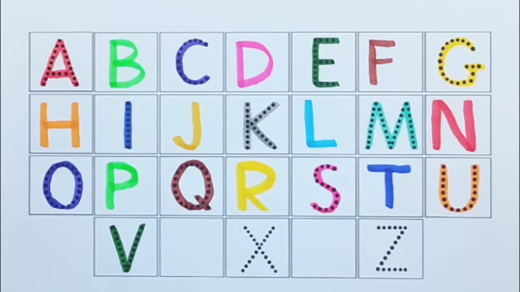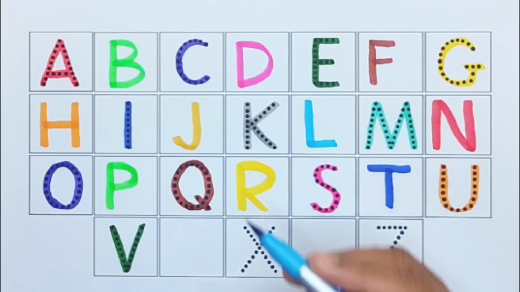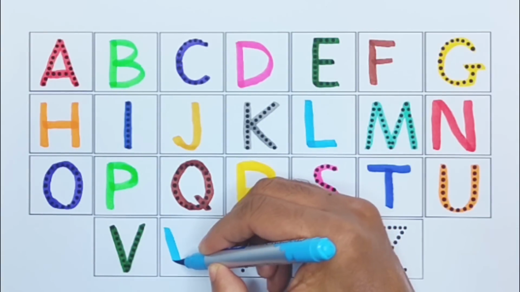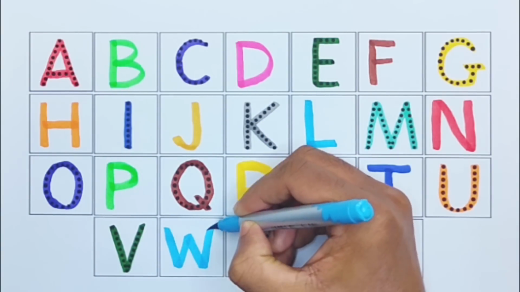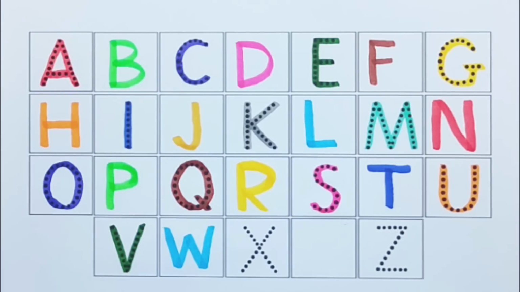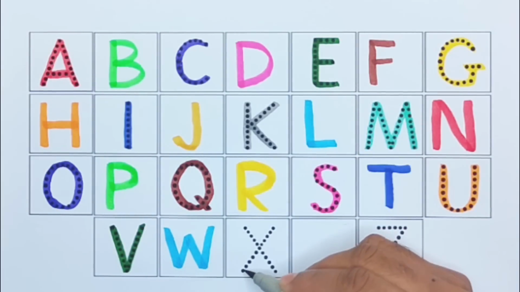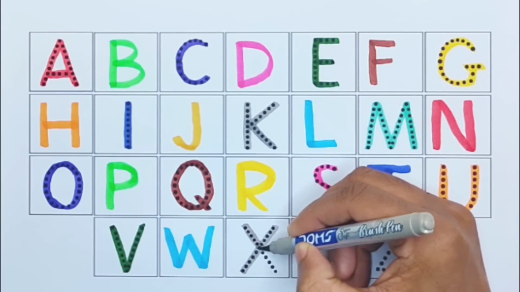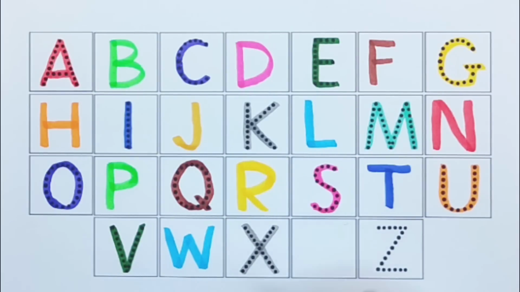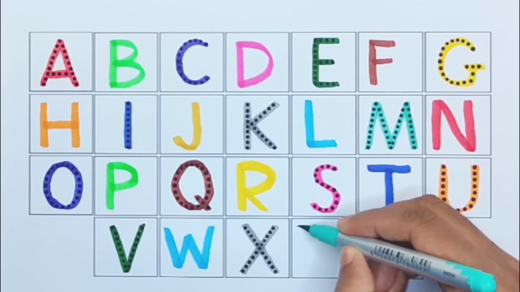V for vest. Sky blue color. W for watermelon. Gray color. X for xylophone. Light green color.